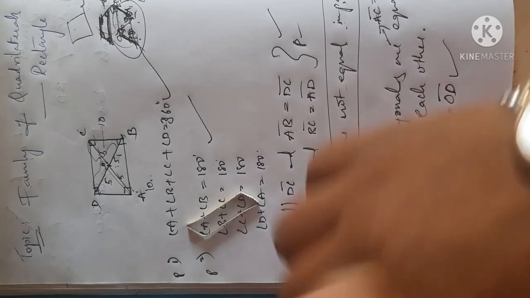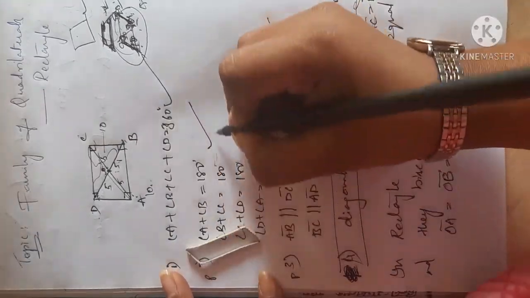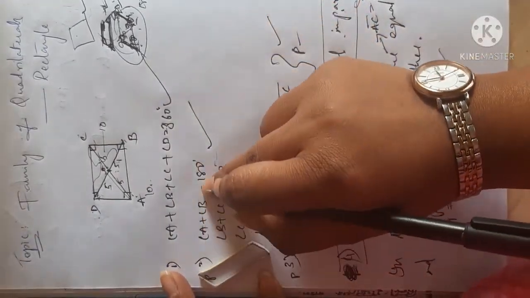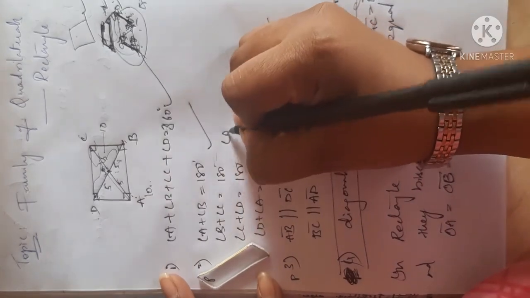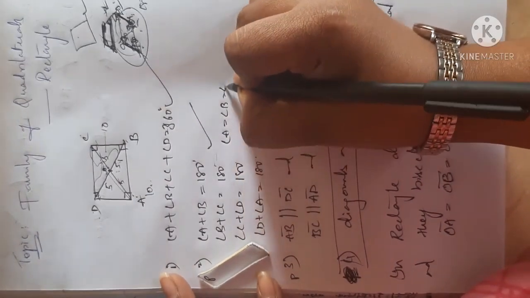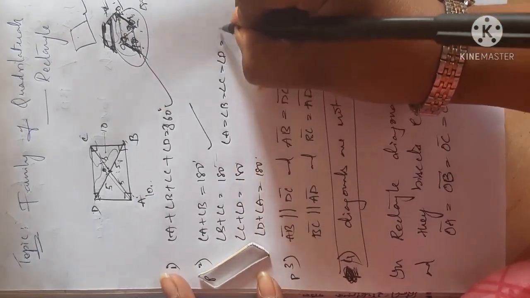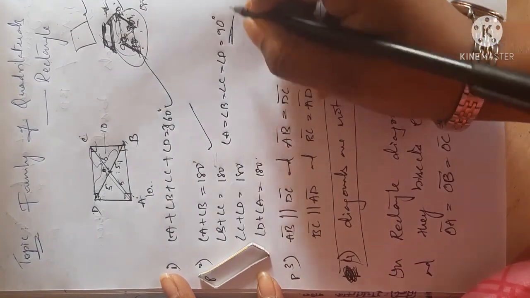Clear? And I forgot to write here. Angle A plus angle B is 180 anyhow, and angle A is equal to angle B is equal to angle C is equal to angle D, all angles are 90 degrees.